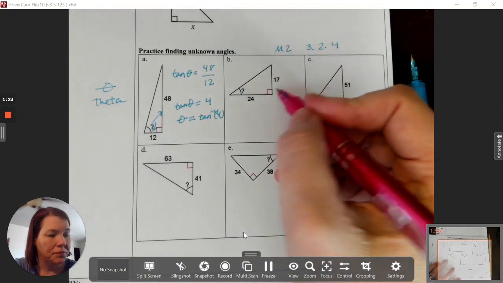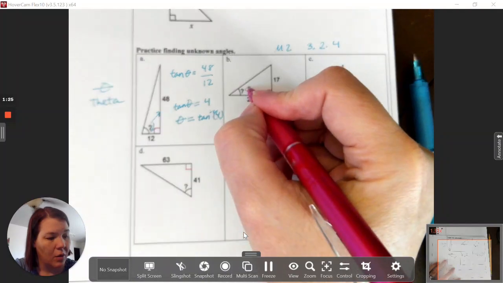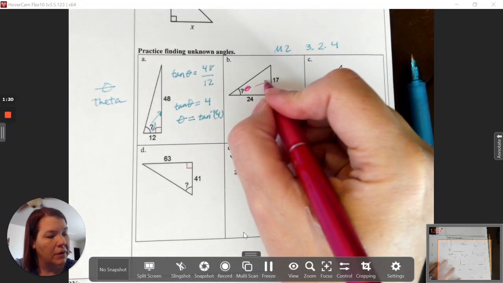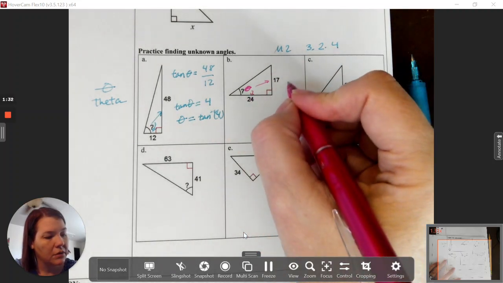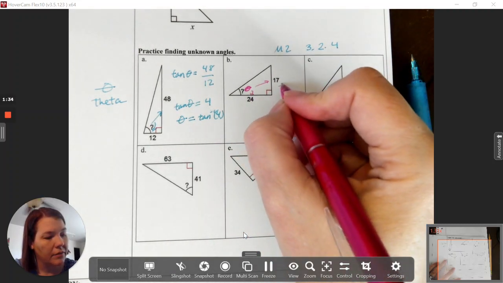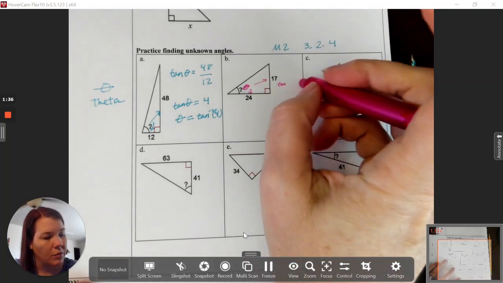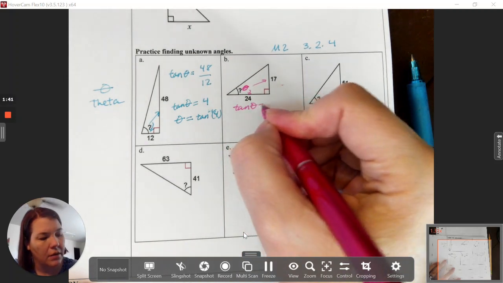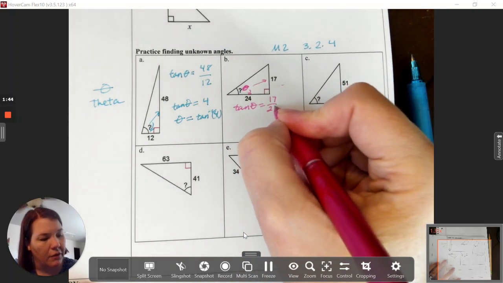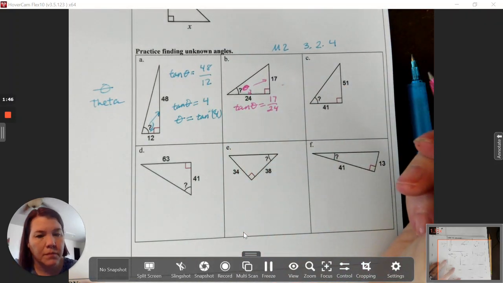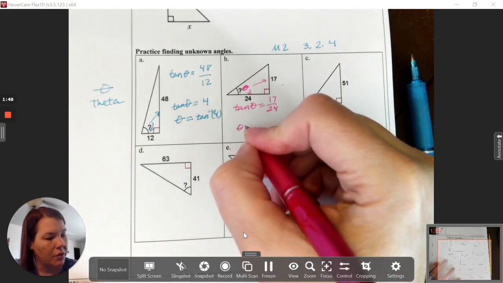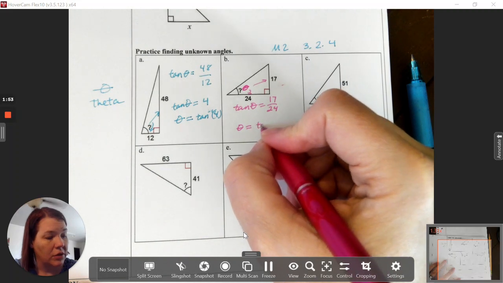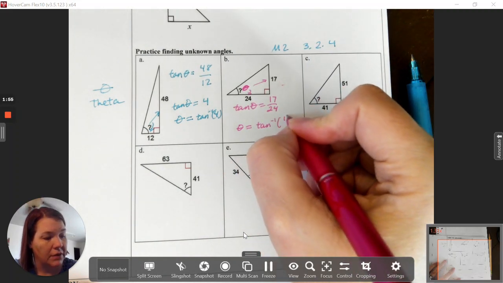Moving on to this problem, I'm going to set up the same thing. Question mark will become theta. So opposite over adjacent: tangent theta equals 17 divided by 24. Okay, so theta, 17 over 24, doesn't simplify, is equal to tangent inverse of 17 over 24.